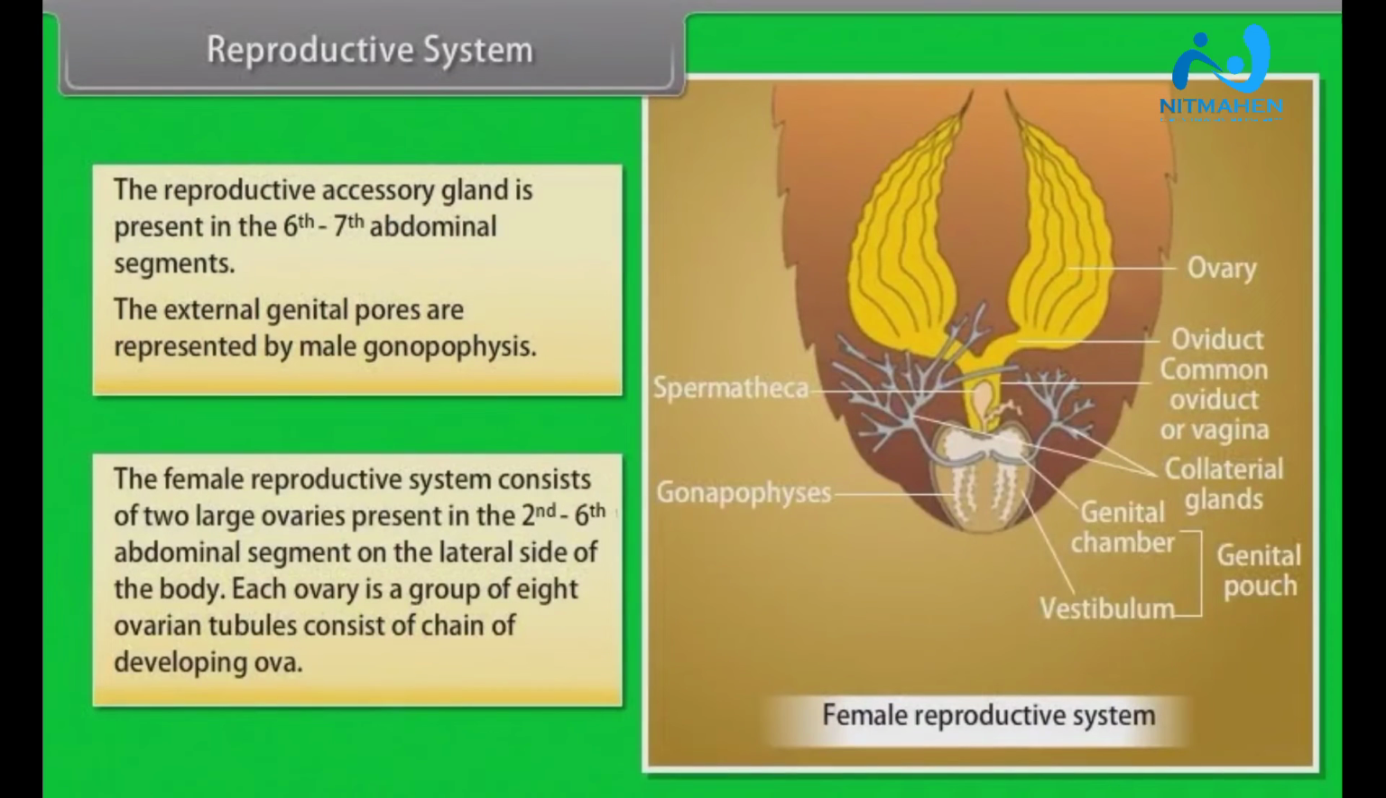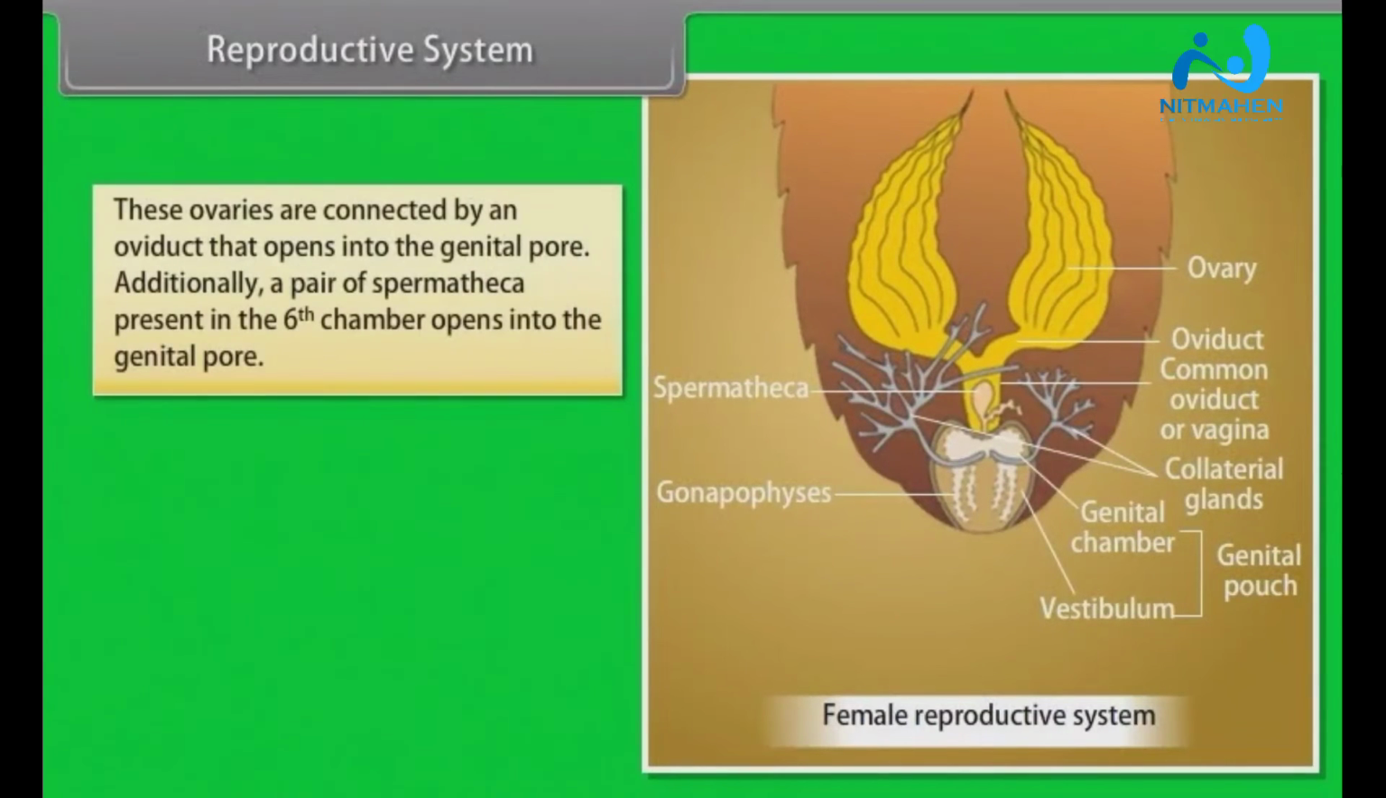The female reproductive system consists of 2 large ovaries present in the 2nd to 6th abdominal segment on the lateral side of the body. Each ovary is a group of 8 ovarian tubules, consisting of a chain of developing ova. These ovaries are connected by an oviduct that opens into the genital pore. Additionally, a pair of spermatheca present in the 6th segment opens into the genital pore.